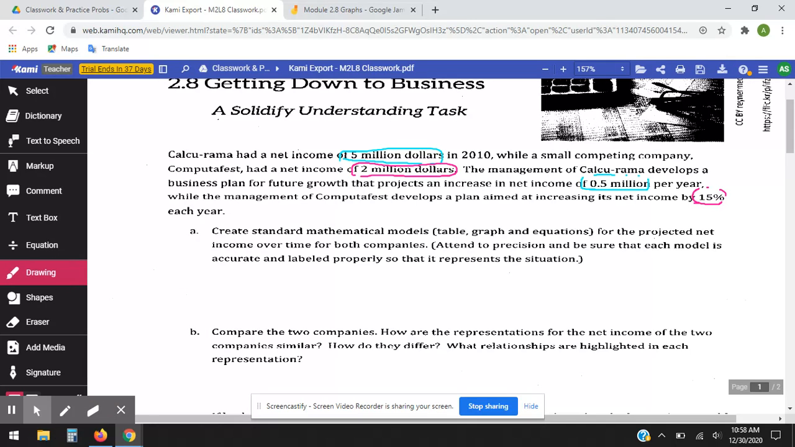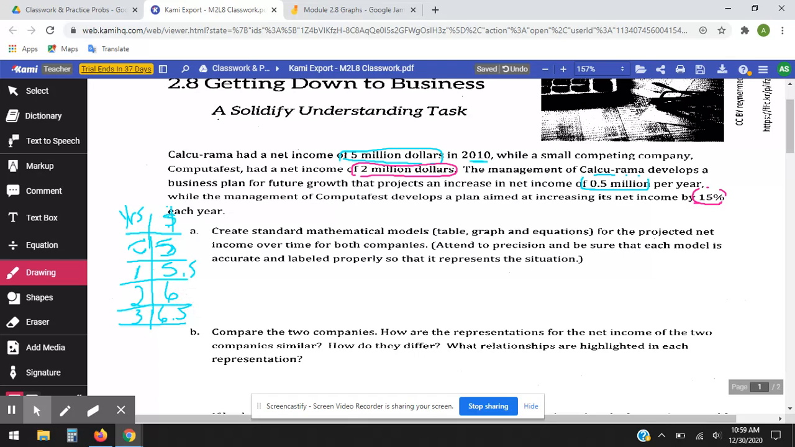So let's do our table. Calcurama had 0, 5, so in the 0 year, 2010. I'll put years on here, and that's years after 2010. And this was their money amount in millions. So at 0, 2010, they had $5 million. If they gained $500,000 every year, this would be 5.5. The second year would be 6 million, and the third year would be 6.5 million.